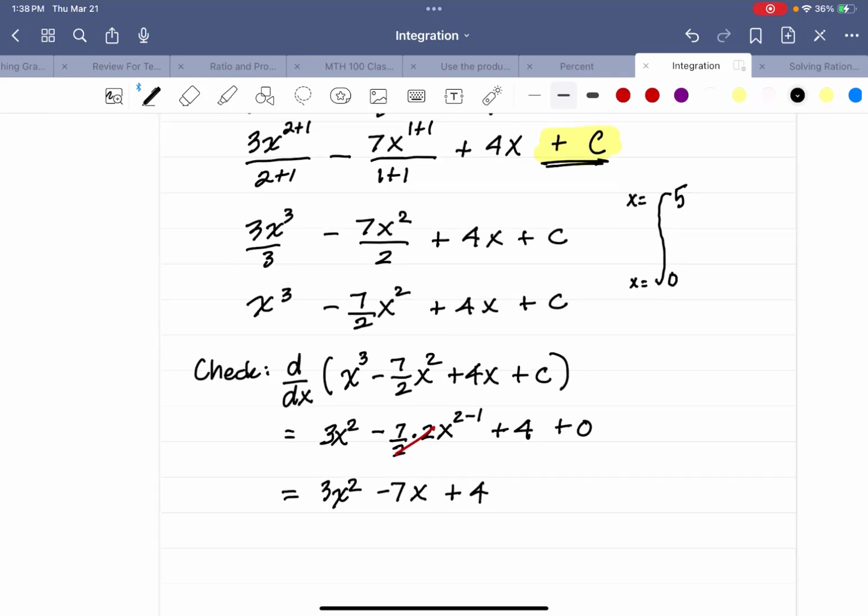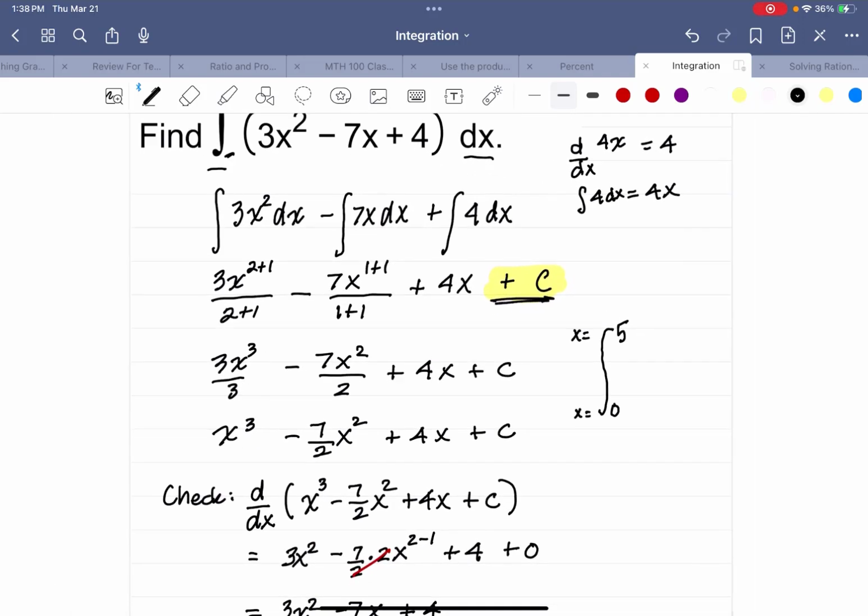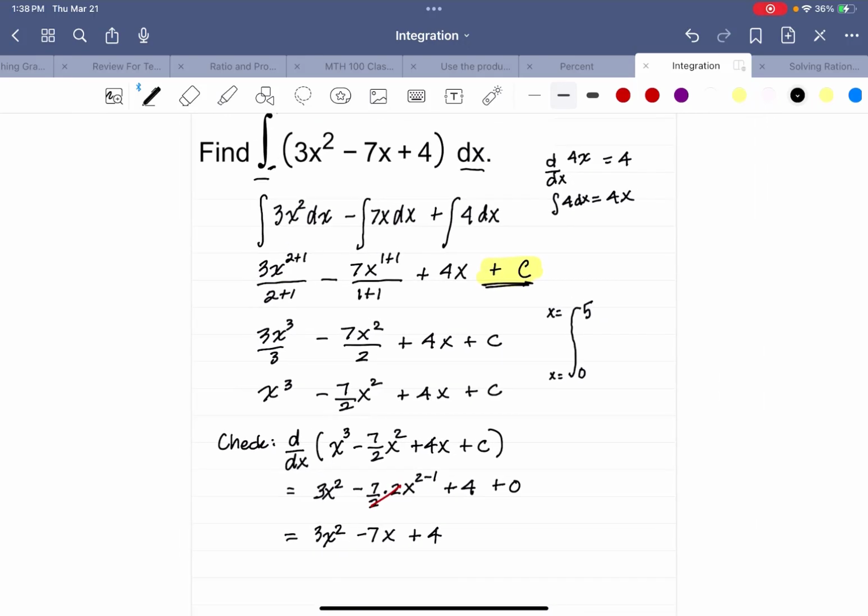Now let's compare that. 3x squared minus 7x plus 4 was the original. And again, this is just the check. It's not required. You don't have to check it, but it's an easy thing to do to make sure that you've gotten your integral right.